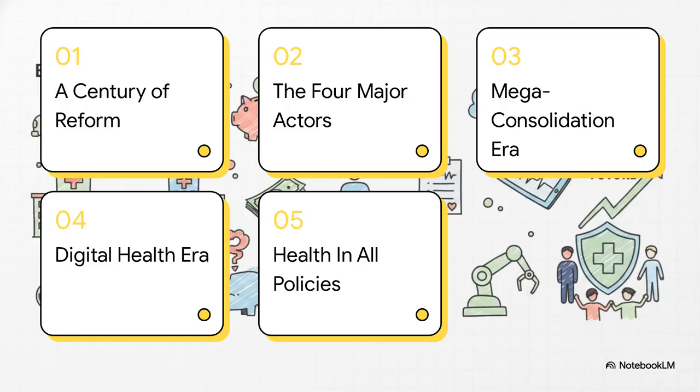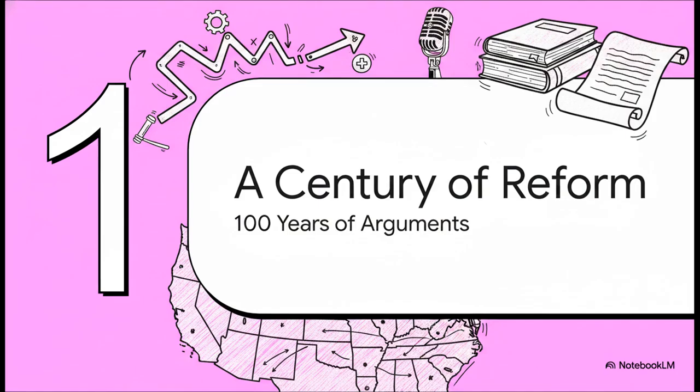Okay, here is our roadmap for today. We'll be covering 1. A century of reform, 2. The four major actors, 3. The era of mega-consolidation, 4. The digital health revolution, and 5. Health in all policies. Starting off with Section 1, a century of reform.